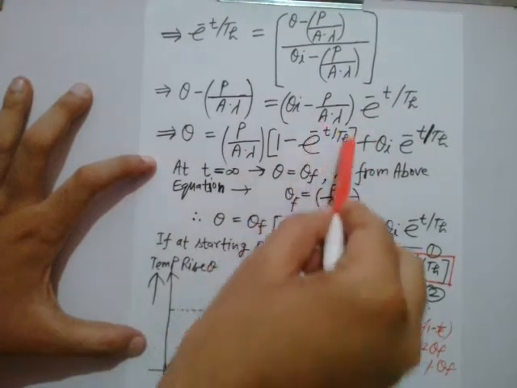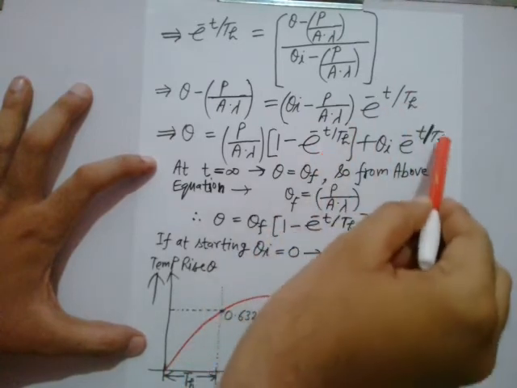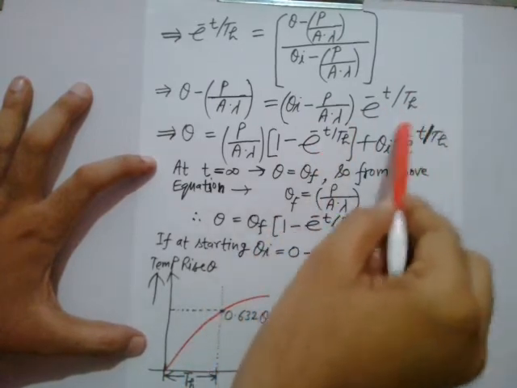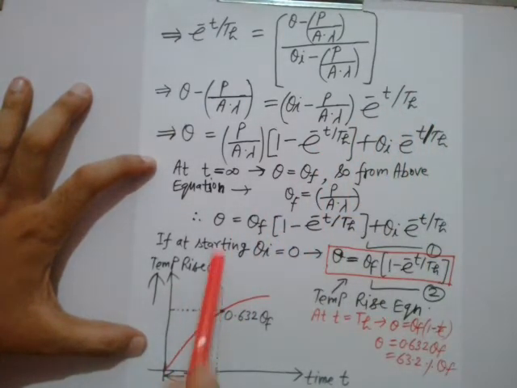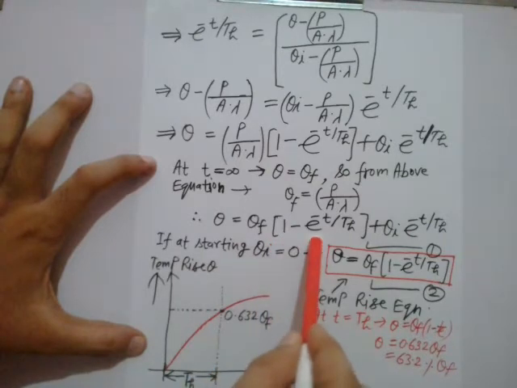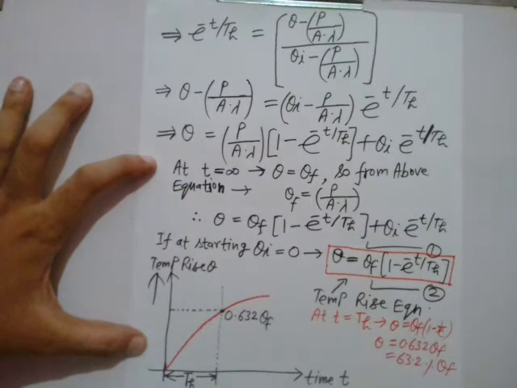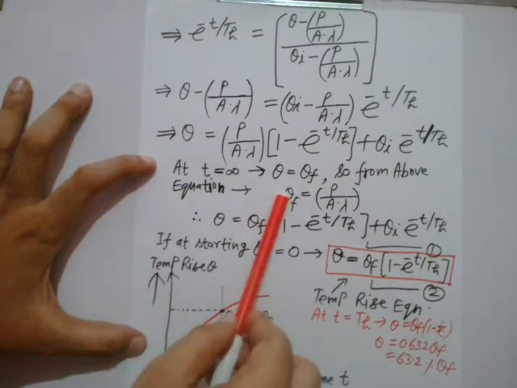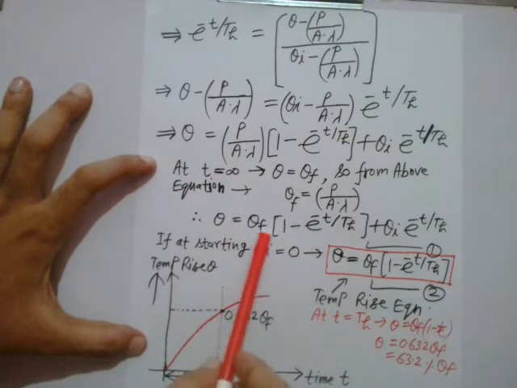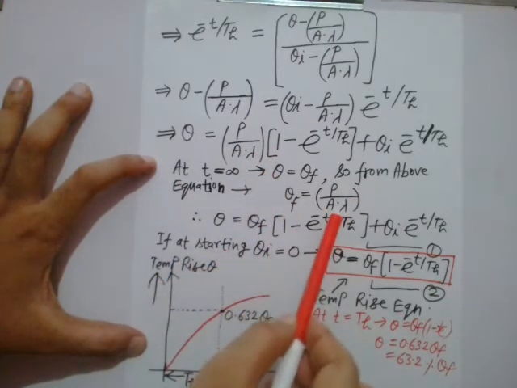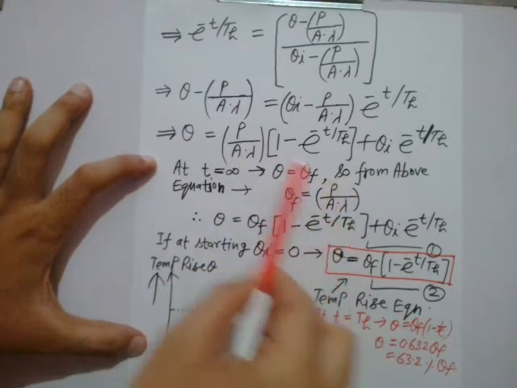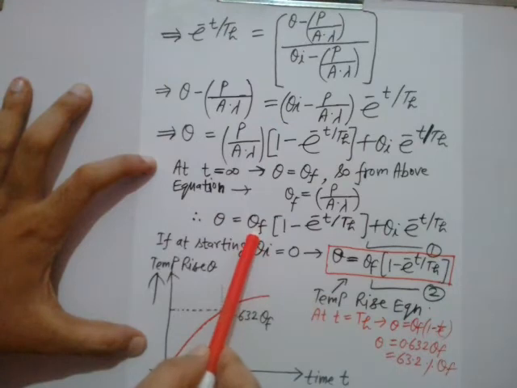Because the term e to the power minus t by tau h becomes 0 at t is equal to infinity. So here theta is equal to theta f (1 minus e to the power minus t by tau h) plus theta I e to the power minus t by tau h. Simply put theta f is equal to p by a lambda. In place of p by a lambda, put theta f here, right?